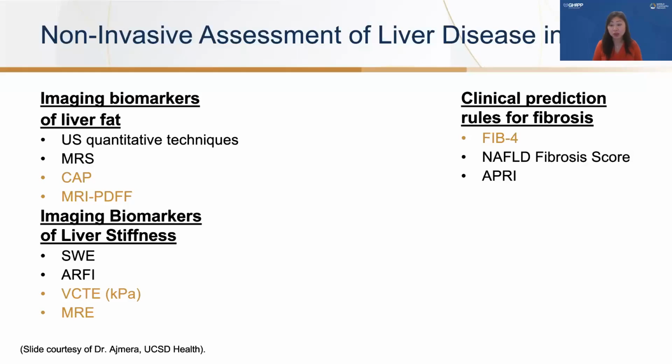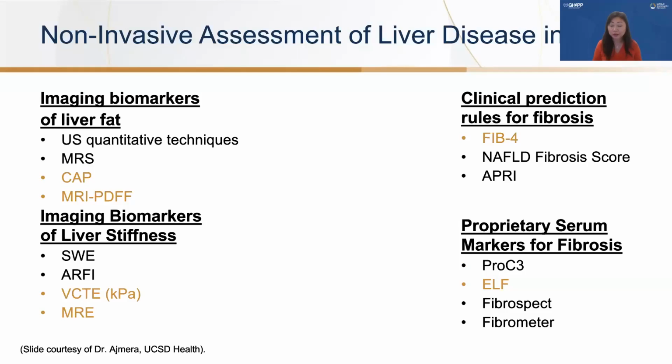So moving to the top right, this is your clinical prediction for fibrosis, where you do an online calculation using simple information that you have on the patient. So this is your FIB-4, NAFLD fibrosis score, and APRI. On the bottom right side, these are your proprietary serum markers for fibrosis. This is a sent-out blood sample done by the lab. And so you have PRO-C3, ELF, which is your enhanced liver fibrosis score, FibroSpec, and Fibrometer.